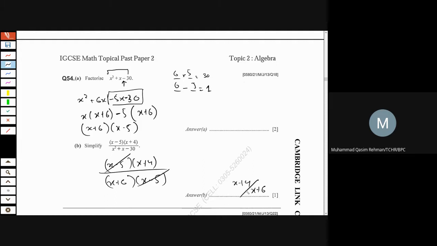Now remember why I'm doing this 30 times 1: many students create the idea that this has to be the number over here, because many questions have 1 as the coefficient of x squared. No. For example, if you get a question where you have 2 over here, make a habit of multiplying it, because this time 30 times 2 would be 60. Then you will be looking for two numbers which, when multiplied, give 60. So this is the important point to remember.